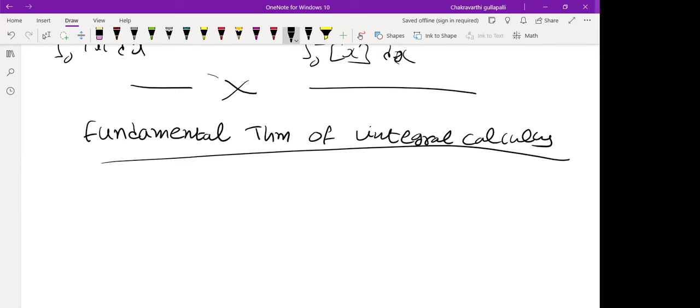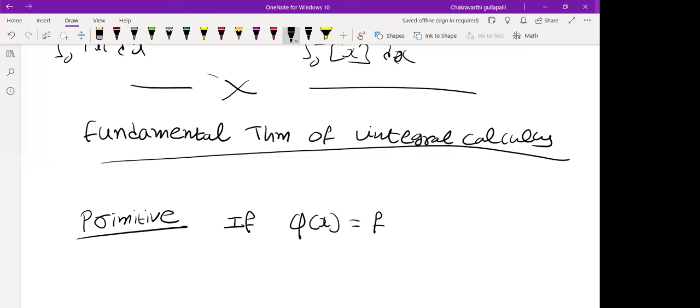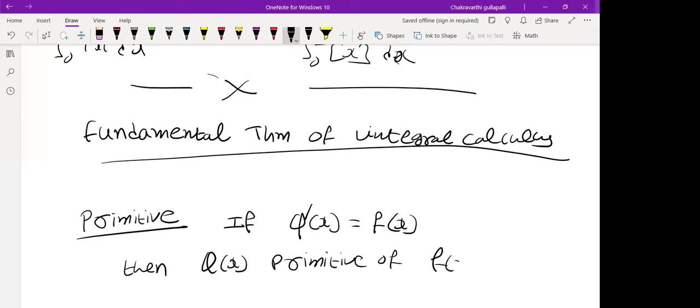So before going to this, till now we have done only definite integral. Then how the indefinite integral concept developed: Riemann introduced a concept called primitive. What is primitive? If phi is a differentiable function such that phi dash x equal to f of x, then phi of x is what is called the primitive of f(x). What is phi? Any differentiable function.